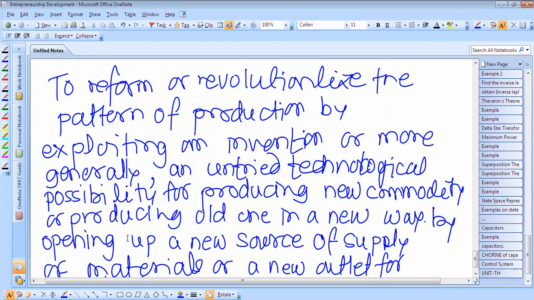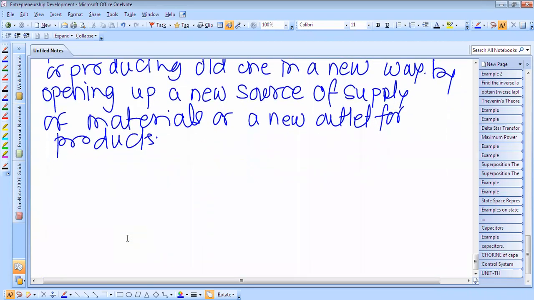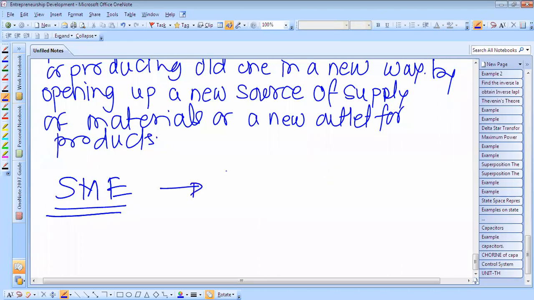So there are two types of entrepreneurship. The small medium enterprises are focused on the local market. They are called small medium enterprises, SME, entrepreneurship. They are focused on the local market.